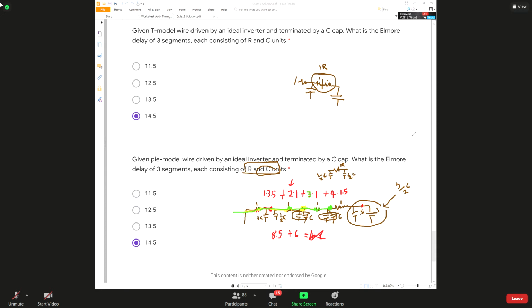I have another question. Where does the very last capacitor come from after the third segment? This one? Yes. Oh, because it says terminated by 1 cap. Oh, okay. All right. Thank you. So yeah, make sure you read them out carefully.